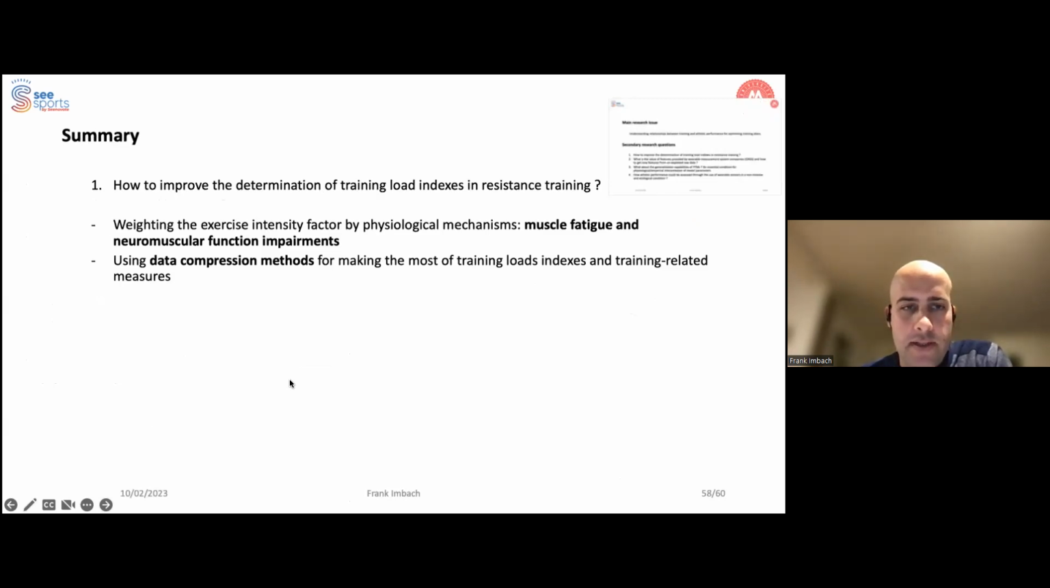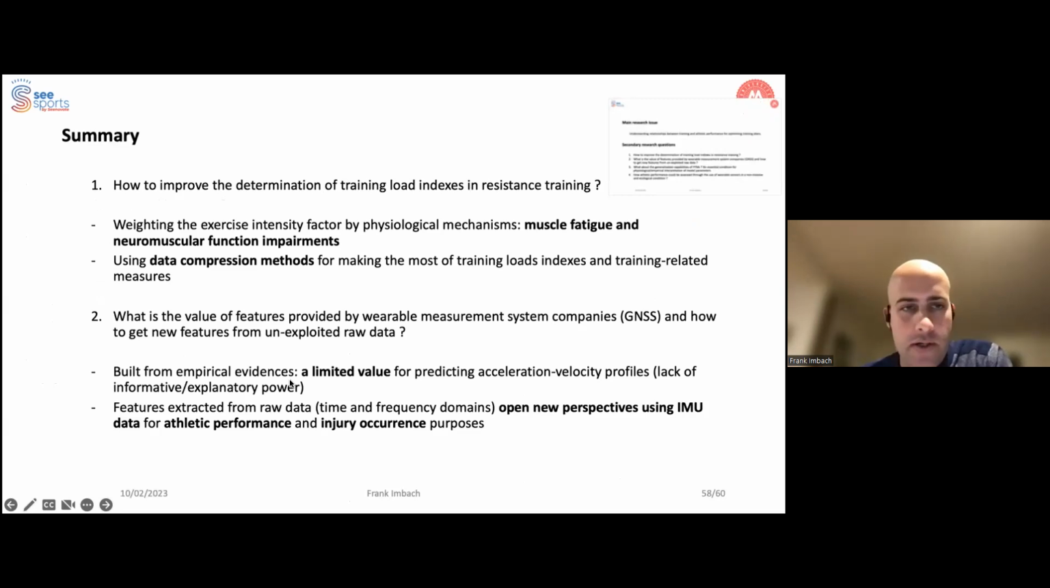And in conclusion, I recall the questions and give some answers here. How to improve the determination of training load indexes in resistance training? So weighting the exercise intensity factor by physiological mechanism, muscle fatigue, and neuromuscular function impairments. Using data compression methods, so using principal components for making the most of training load indexes and training related measures were interesting and maybe a good approach to study a bit deeper.